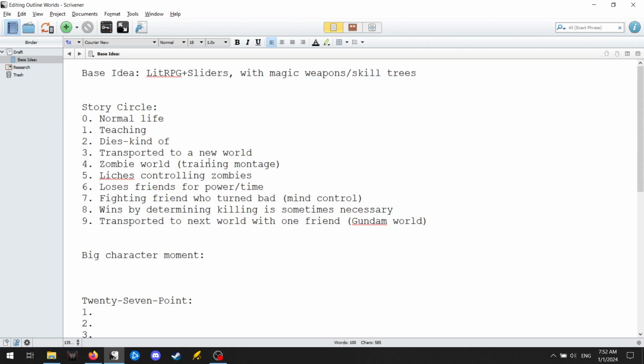And then after it's all said and done, he's transported to the next world with one of his friends who wanted to escape. And world 2 is the Gundam world. The plan I was doing is basically having one world per book. This is the current state of the book: at the current draft it's probably about 80 to 90,000 words, and I need to add some more parts to it, so I'm thinking it's probably going to end up at about 100,000 words.